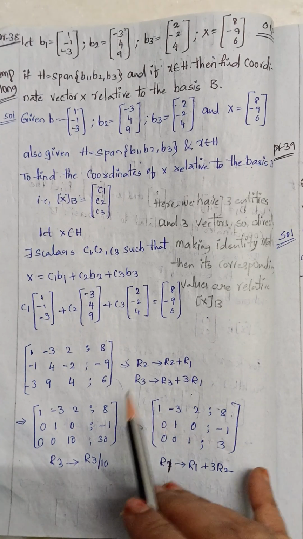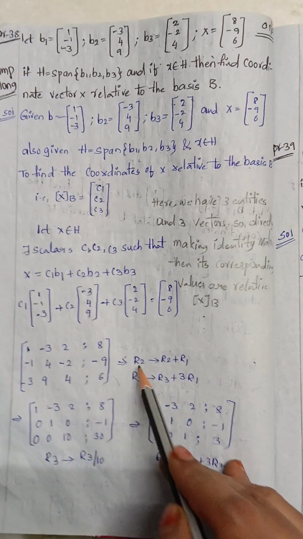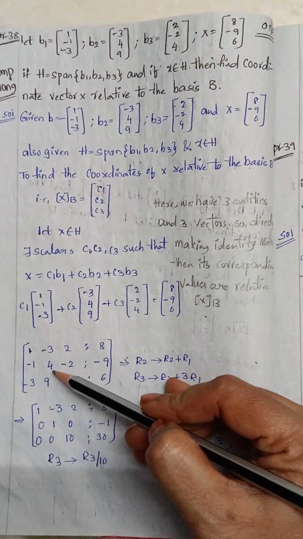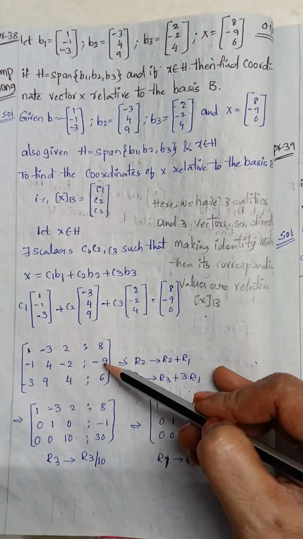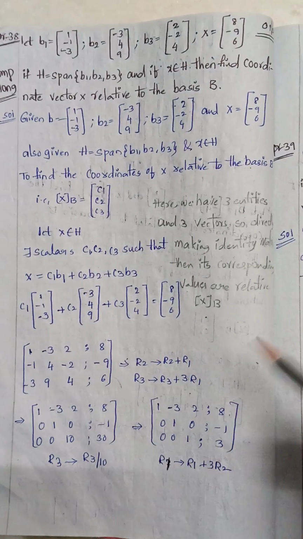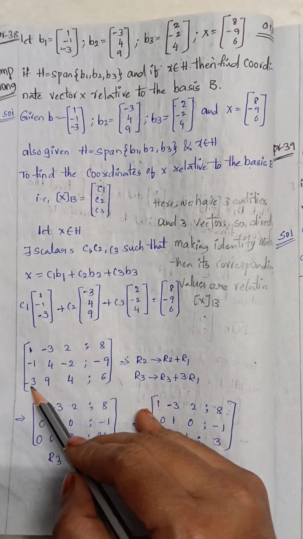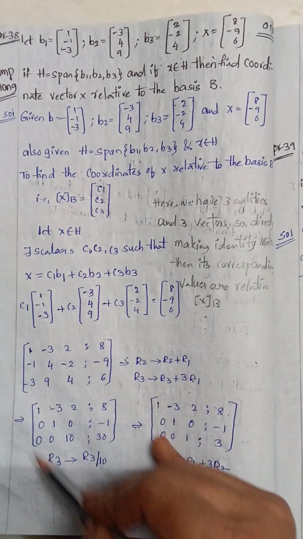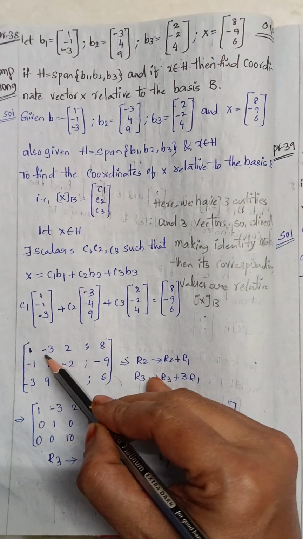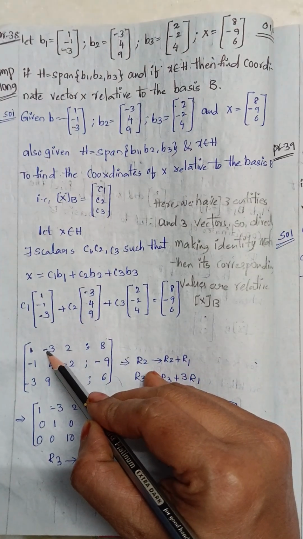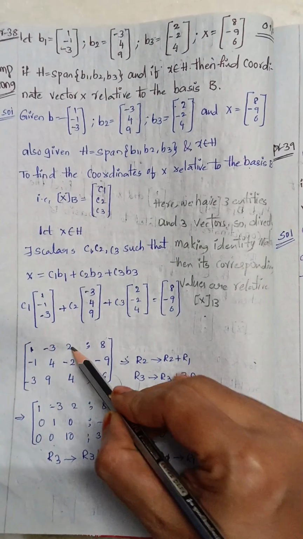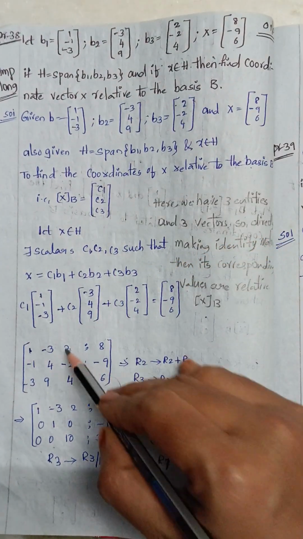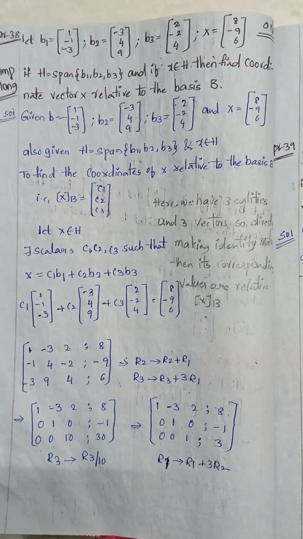So take R1 as it is. R2 means R2 plus R1, 0. 4 minus 3, 1. Minus 2 plus 2, 0. Minus 9 plus 8, minus 1. Similarly, R3 plus 3R1. 3 minus 3, 0 here. R3 plus 3 into this is minus 9. 9 minus 9, 0. 4 minus, 3 2s are 6, 6 plus 4, 10 here.